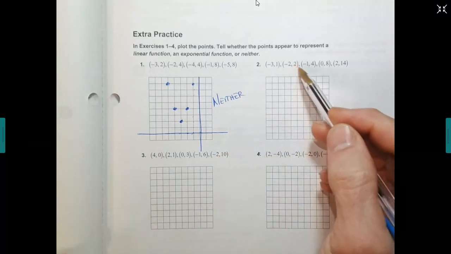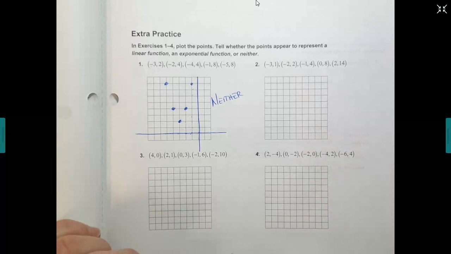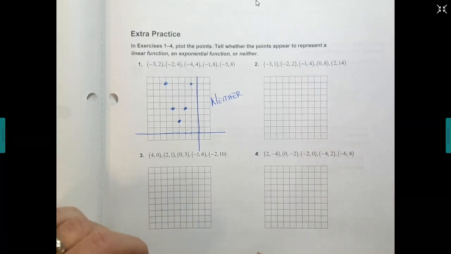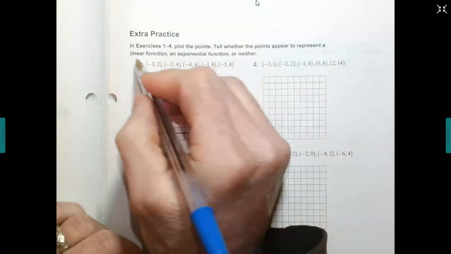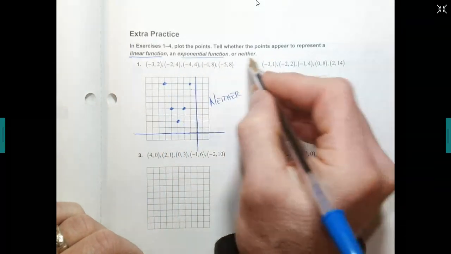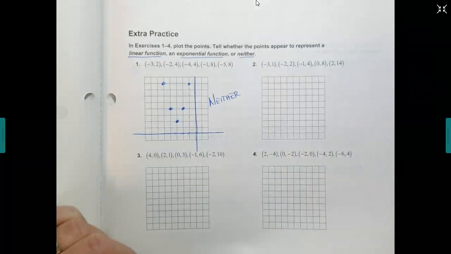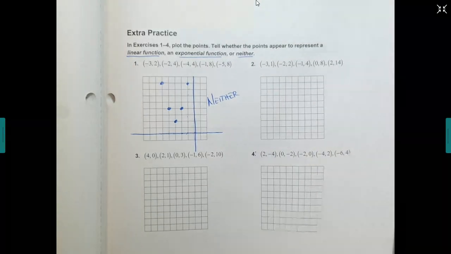So go ahead and graph these, plot all the points for 2, 3, and 4, and then tell me whether they are a linear function, an exponential function, or neither. All right.